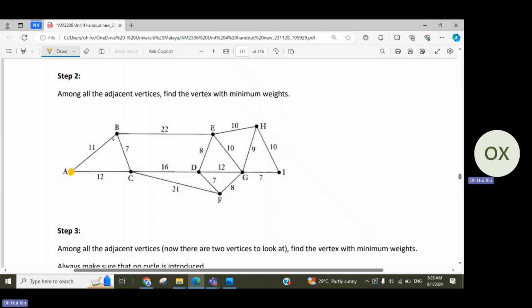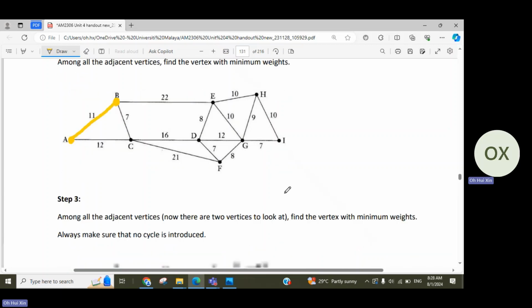Okay, so now you need to look at both B and C and ask yourself, which is the neighbor that is nearer to you. So you go to that neighbor. It takes 11 to go to B and 12 to go to C. So that's why your nearest neighbor is B. So we choose B. You highlight B, then you highlight the edge. If you are using a highlighter, then you do that.